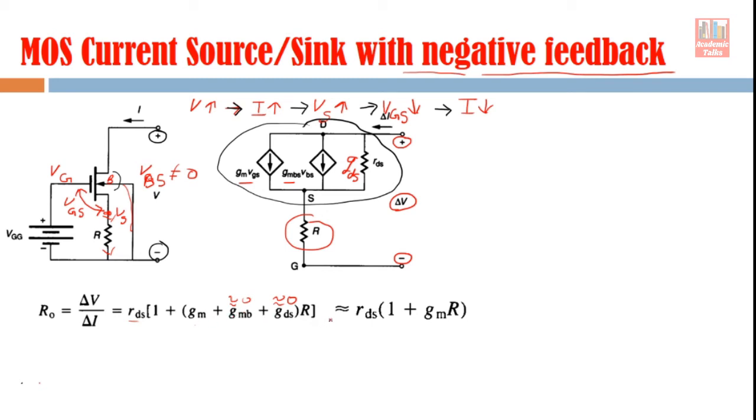So the net resistance will be given by this expression. Here you can see, when you are not adding this R, this negative feedback was absent. At that time R naught was just this RDS. But when you are using this negative feedback and you have inserted this R here, R naught is increasing by this factor 1 plus GMR. So this factor will multiply with RDS.